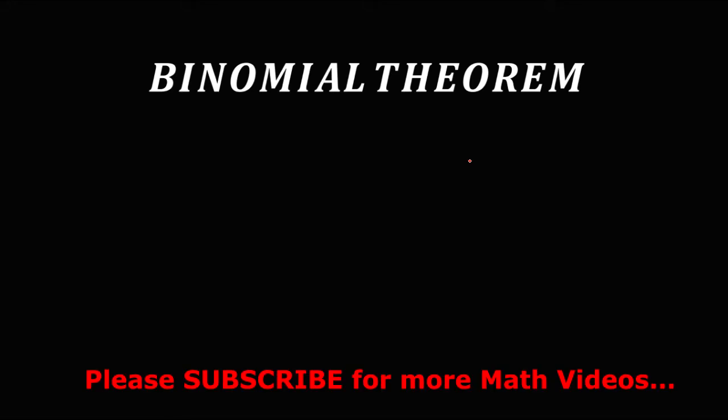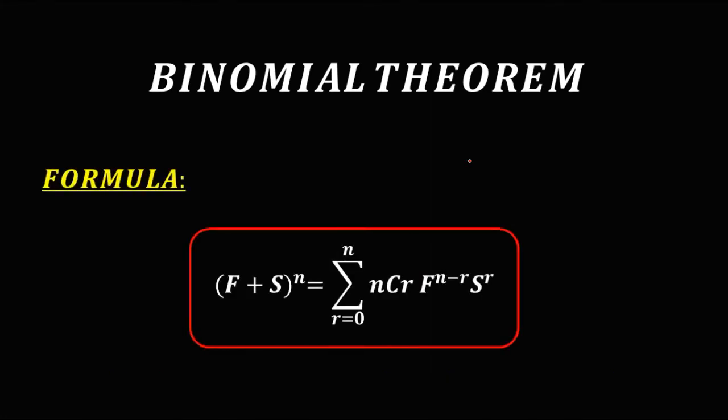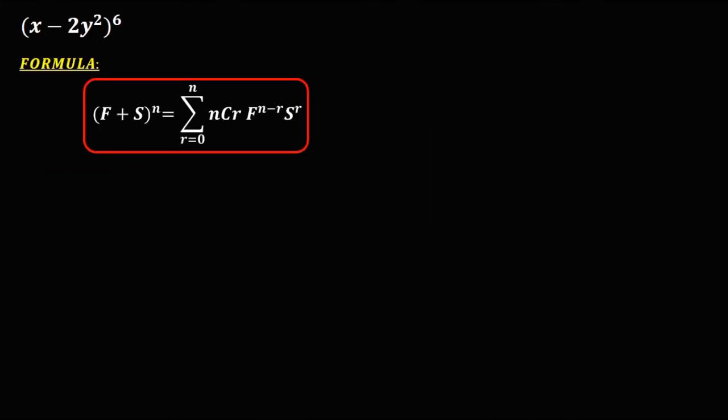So, solving binomial expansion using this binomial theorem, and this is the formula. We have this given (x minus 2y squared) to the power 6. We need to expand this expression using the binomial theorem formula.